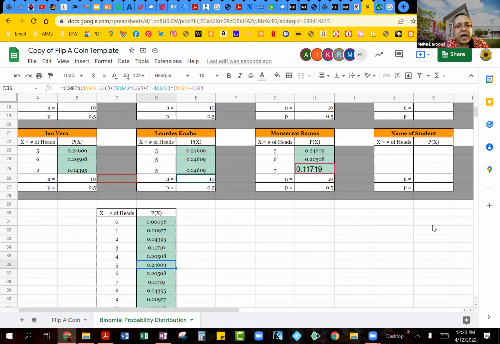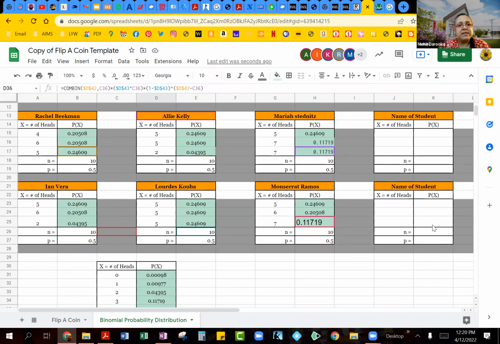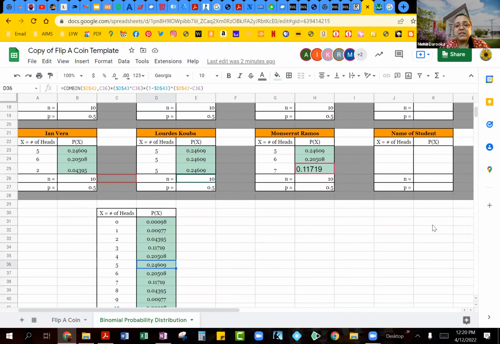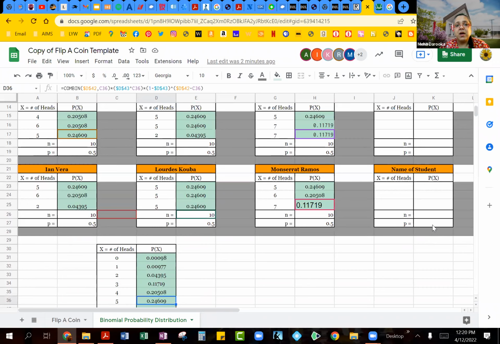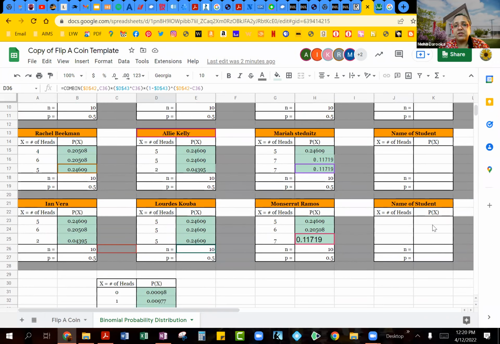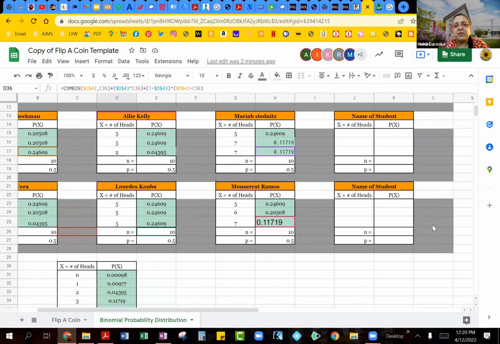I know one of you had 4 and 6 in your number of heads. Yeah, right there, Rachel. So that's why you ended up getting the same probability for 4 and 6, and you can see that was 0.20508. So you should be able to compare your answers looking at the table that I completed and see if you had the right answer or not.